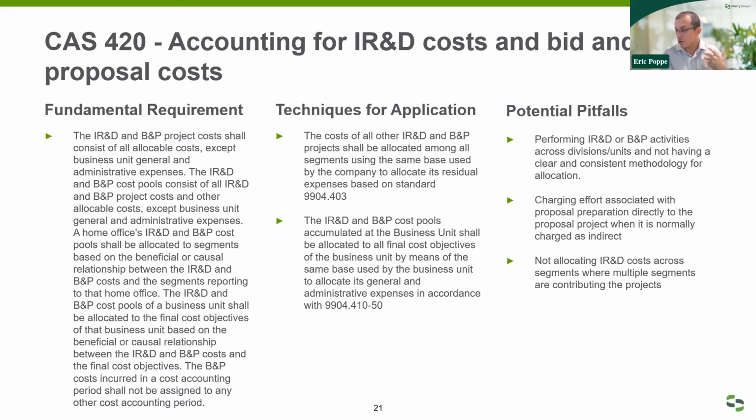Sometimes there's an issue with charging costs associated with proposals. And another example is just not allocating all IR&D across to multiple segments, because the company might think that it just supports this one segment, where, if it's captured at the home office, it should be allocated based off residual, or at the business unit based off G&A. So that's just some of the potential pitfalls, but this outlines how you should be treating those IR&D and B&P costs.